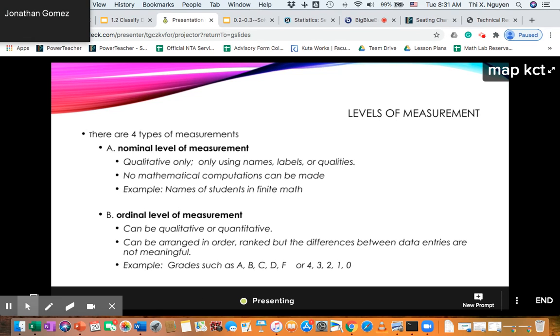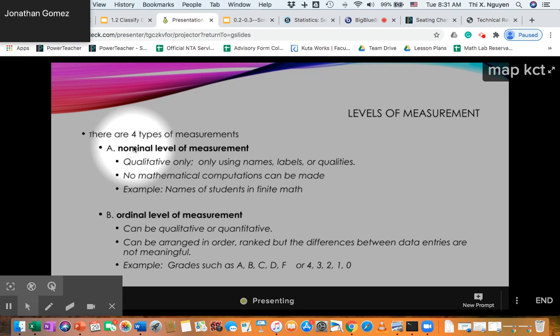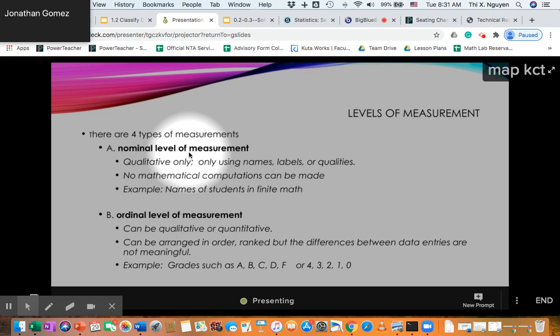So these are the two things that I can look over here. The first one is nominal, right? For the nominal level of measurement, it's just the name itself. It's a name of something, right? So in this case, we talk about qualitative only. It can be used for names, labels or qualities. We just talk about qualities like names of the city, color of your hair. Those are the things. No mathematical computations can be made. You don't do anything with that.